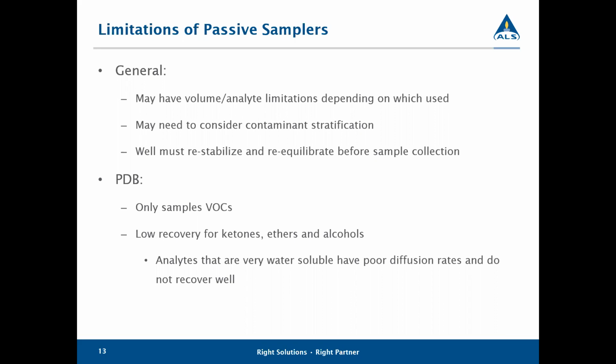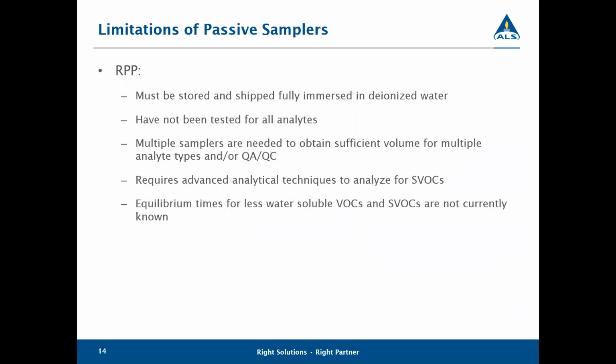The passive diffusion bag does only sample for VOCs. Like I mentioned, you do get lower recoveries for ketones, ethers, and alcohols, and some of those more water-soluble analytes. They tend to not recover as well.